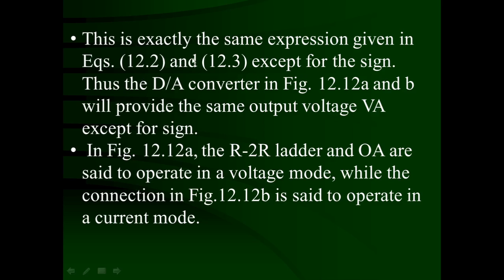This is exactly the same expression given in equations 12.2 and 12.3, except for the sign. Thus, the D to A converters in figure 12.12a and b will provide the same output voltage VA except for the sign. In figure 12.12a, the R-2R ladder and operational amplifier are said to operate in a voltage mode, while the connection in figure 12.12b is said to operate in a current mode.